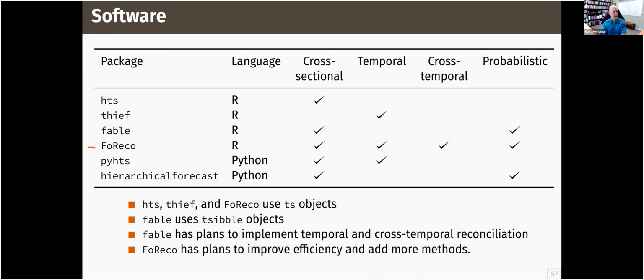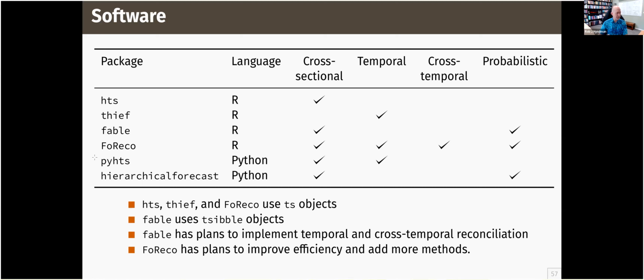FoReco is a package developed by Daniele Girolamo from the University of Padua as part of his PhD project. It's the only package at the moment that does everything: cross-sectional, temporal, cross-temporal, and probabilistic. And it's still under active development. He's nearly finished his PhD, but he has plans to extend FoReco, and I'm working with him on that, or planning to, haven't done anything on it yet. The user interface at the moment is a little tricky, but it does do everything and it's pretty efficient.